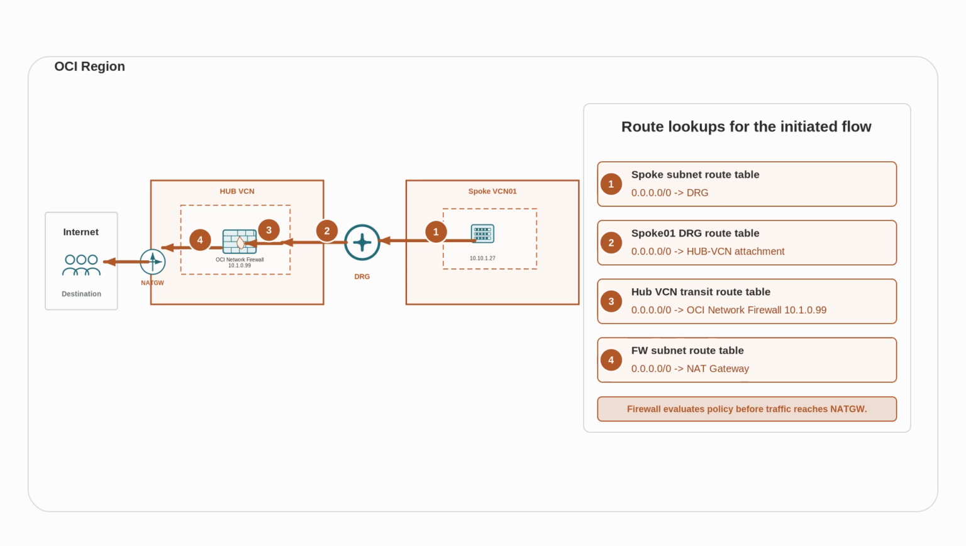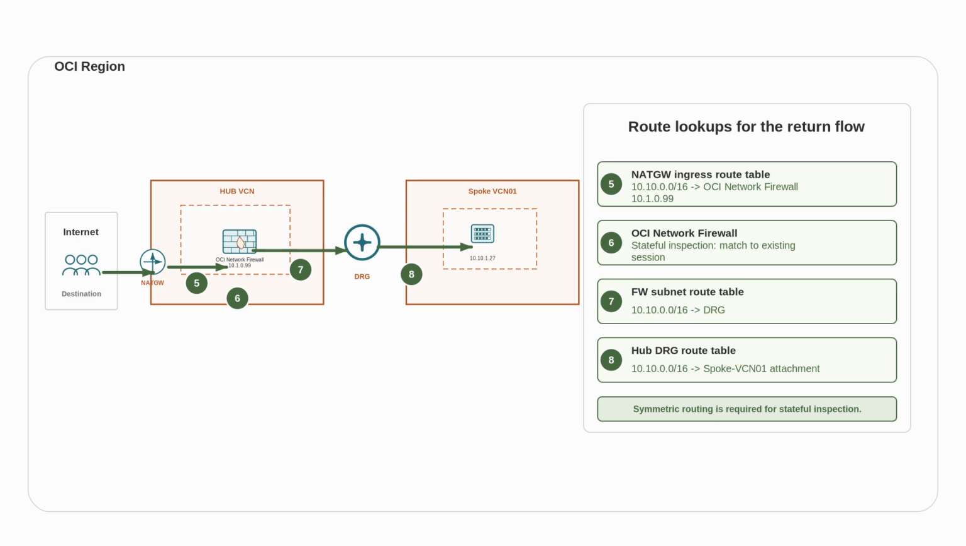Step 3 is the hub ingress route, and the packet is sent to the firewall private IP. After firewall policy inspection, the firewall subnet route table sends allowed internet traffic to the NAT gateway at step 4. Step 5 is the response arriving back at the NAT gateway, and the NAT gateway route table sends the spoke CIDR back to the firewall private IP.